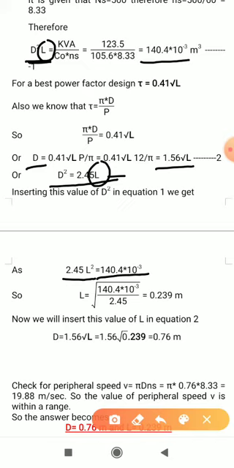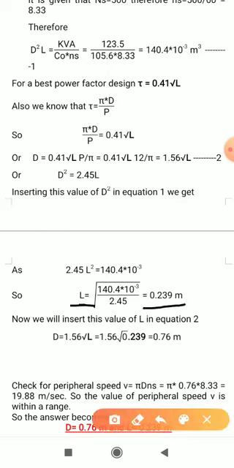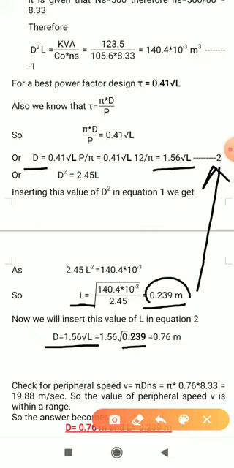And from this equation, if you calculate the value of L, then L is equal to 0.239. And then this value of L we will put in equation number 2 to get the value of D. So, D is equal to 1.56 into under root L, and if you put L equal to 0.239, then you will get D is equal to 0.76 meter.